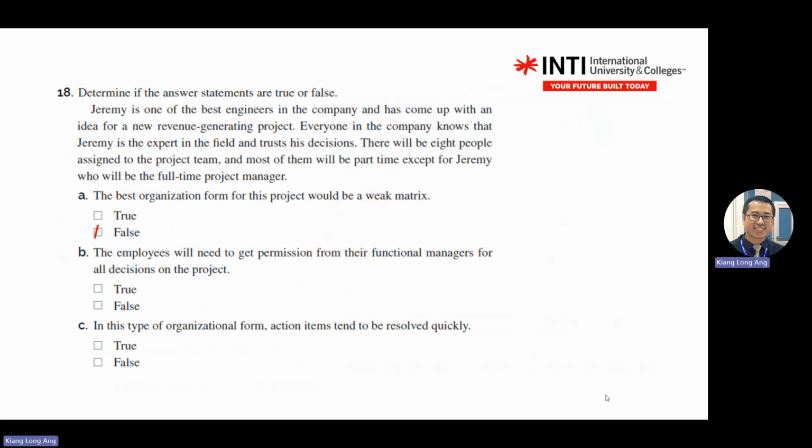Employees will need to get permission from their functional manager for all decisions on the project. True or false? False. Why? Because the best organization chart for this one is already either strong matrix or project. This statement, that they need permission, means it is the traditional organization chart. In this type of organization form, action items tend to be resolved quickly. True?